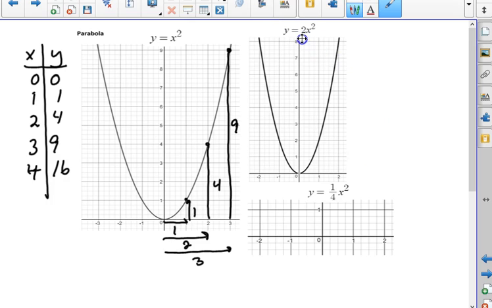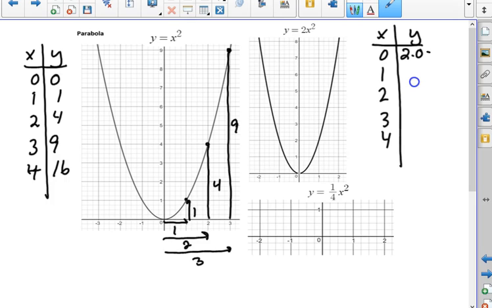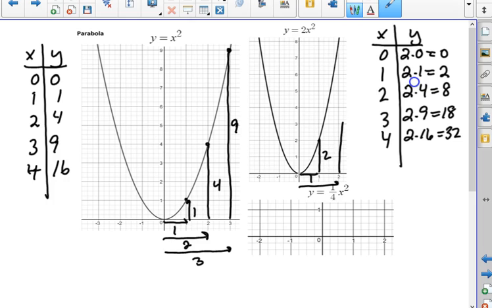Now if I put a coefficient in front of the x squared term, let's see what that looks like. I have 0, 1, 2, 3, 4. Then this is going to be 2 times 0, which is still 0. 2 times 1, which is 2. 2 times 4, which is 8. 2 times 9, which is 18. 2 times 16, which is 32. So when I go over 1, I'm going to go up 2. When I go over 2, I'm going to go up 8. This over 1 up 1 tells me the coefficient is 1. This over 1 up 2 tells me this coefficient is 2.